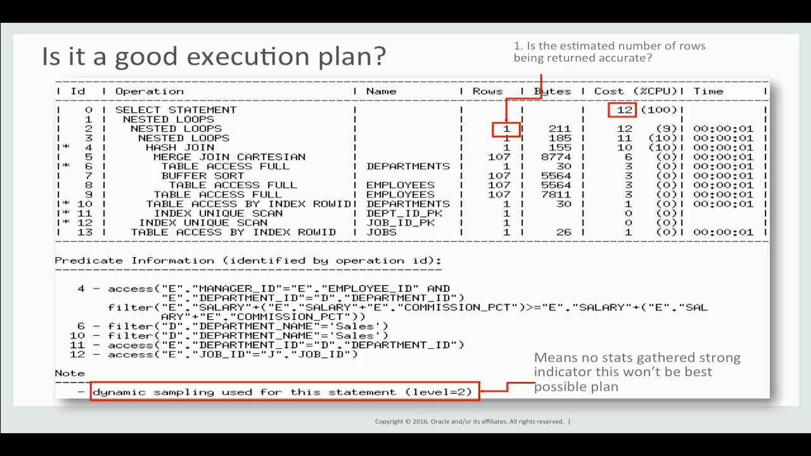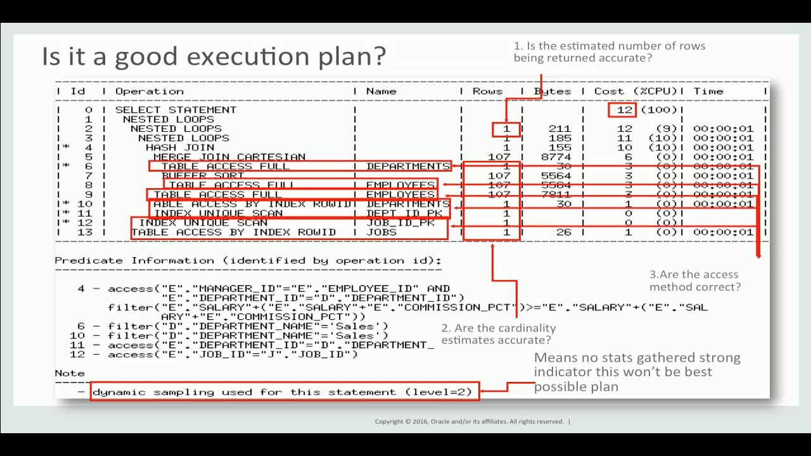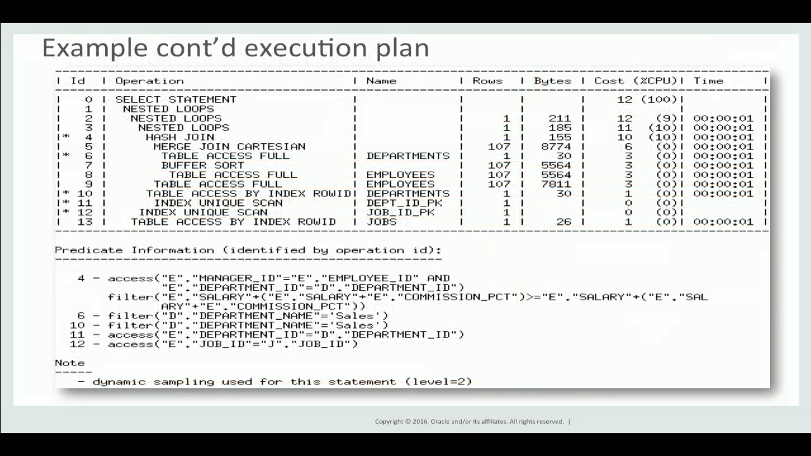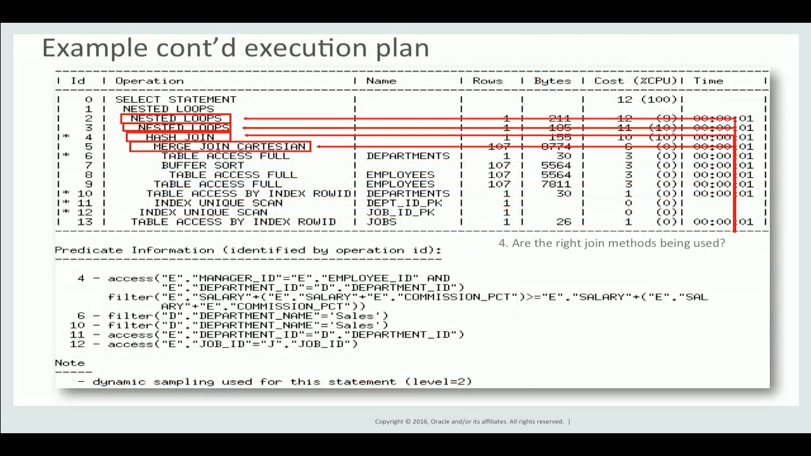The cost is actually reasonably low. It's only a 12, so it doesn't seem too bad. Next thing I would have looked at are those cardinality estimates correct? Nobody asked me, but that would be something I would look at. Then the join methods, as somebody said, full table scan for a 1 row, kind of interesting looking. And then I would look at the join methods. One of them being the merge join Cartesian always makes me a bit nervous. Did somebody forget a join condition?